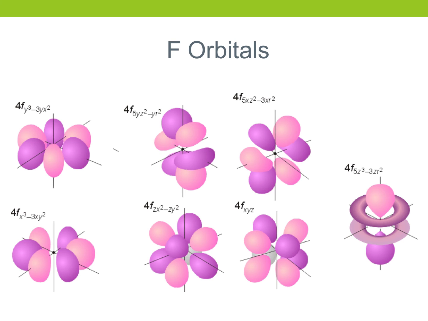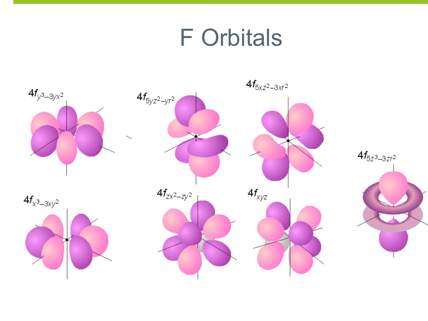And then here are the f orbitals. They don't have a fancy name because they're just complicated. But here are those f orbitals. Again, how many electrons per orbital? 2. So if you add them up, this is how we get to 14: 2, 4, 6, 8, 10, 12, 14.